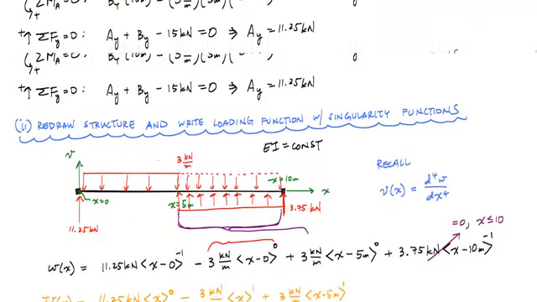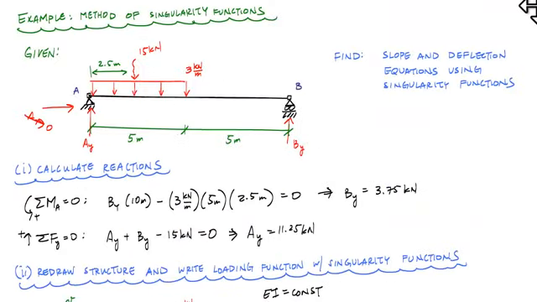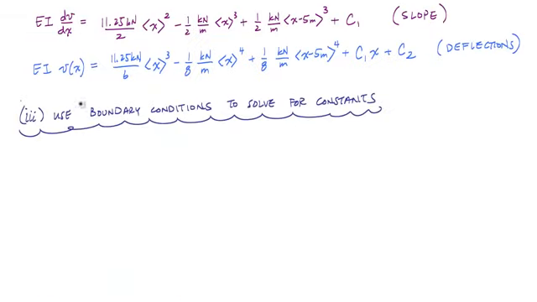So if I go back up to the original drawing here, at x equals 0, I have no vertical displacement, and at x equals 10 meters, I have no deflection in my beam. So what that means is that at x equals 0, my deflection v of 0 equals 0, and at x equals 10 meters, my deflection at 10 meters equals 0.